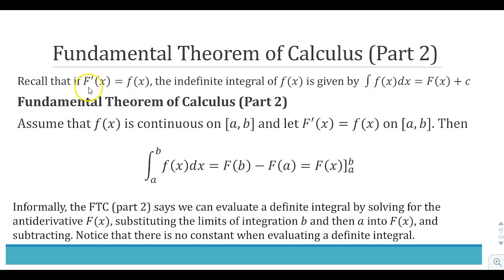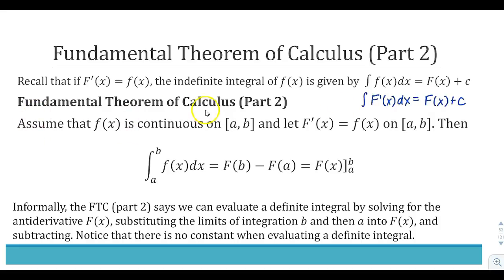So recall that if big F prime of x is equal to little f of x, the indefinite integral of little f of x dx is equal to big F of x plus c. So the way I like to think about this is, little f of x is big F prime of x. So when I take the integral of F prime of x, that gets me to the original function F of x plus c because we have an indefinite integral.